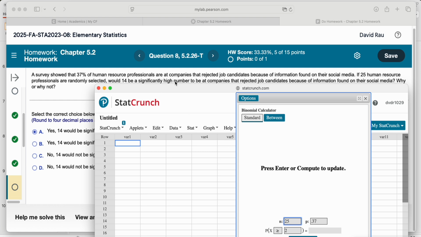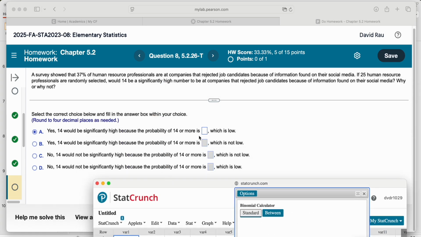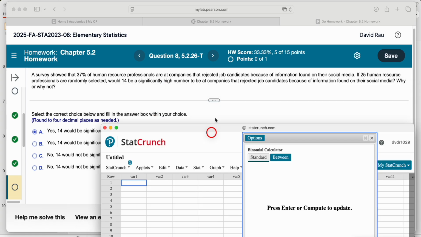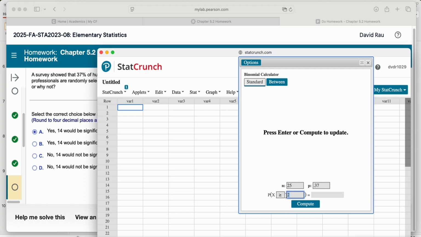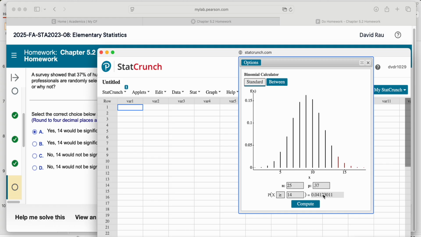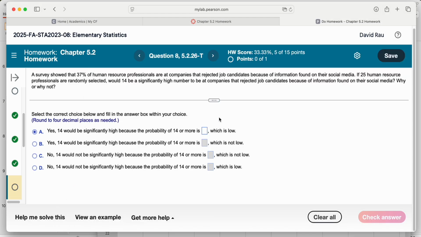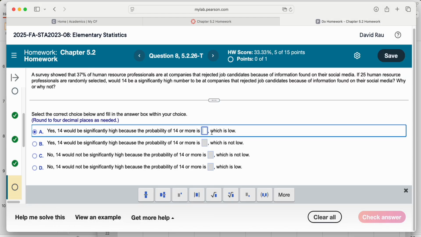Now think about what we just said a little bit ago. Significance is based on 14 or more in this direction. And it even says that here, 14 or more, in all your choices, so that's there to guide you along. So 14 or more, greater than or equal to 14. That is 0.041. And would it be significantly high? Yes, it would.